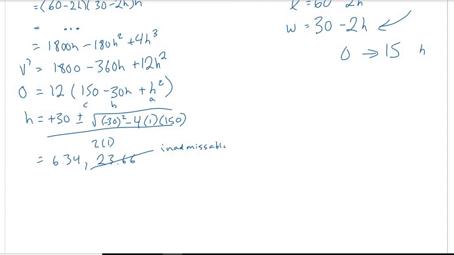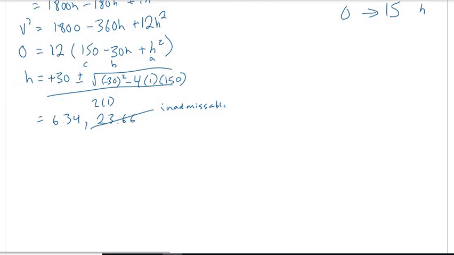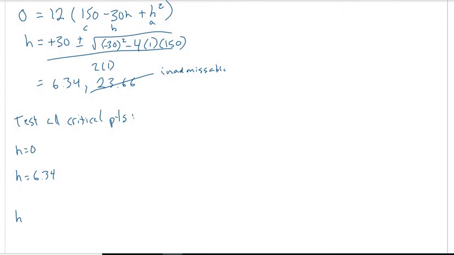So just to make sure, we're not sure if this is a maximum or a minimum, and we said that the endpoints could be potential absolute maximums and minimums. So we're going to just test all the critical points. So we're going to test h equals 0, h equals 6.34, and h equals 15. And we're going to see what the volume gives us.